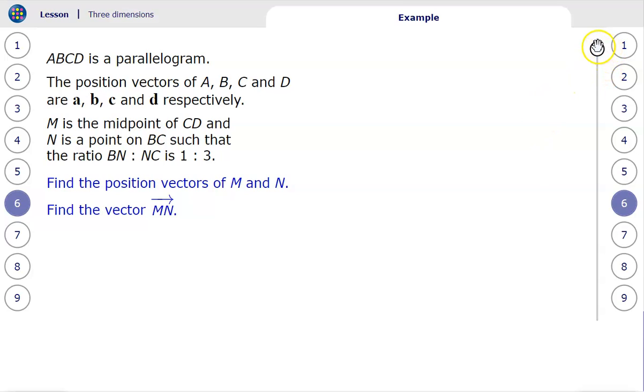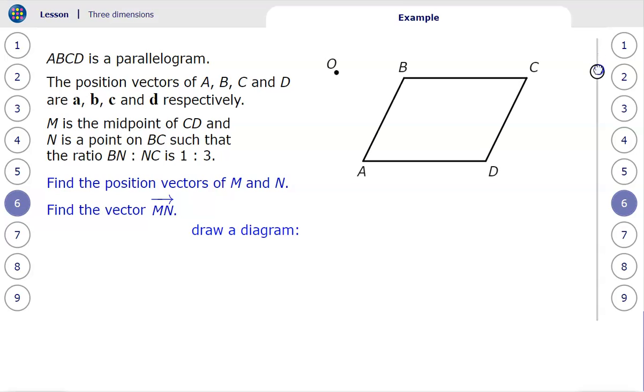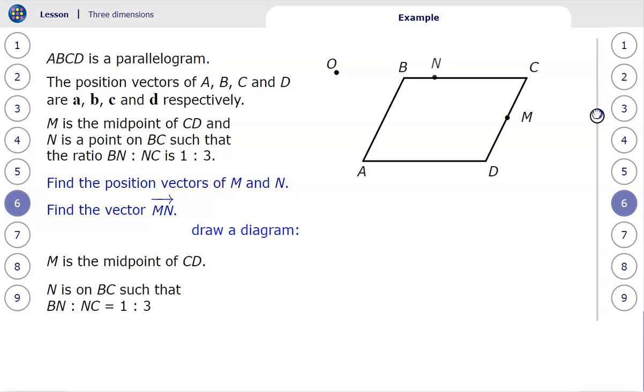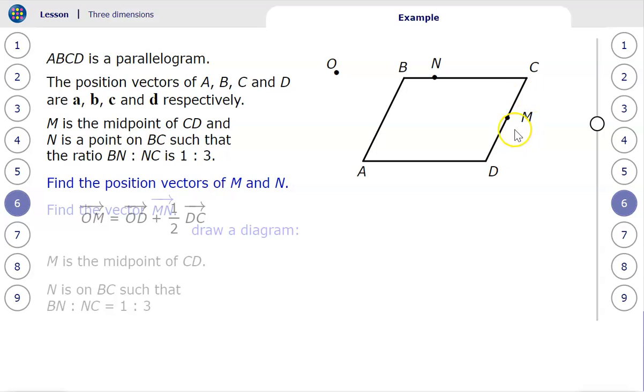Now, with all these sorts of problems, it's difficult just to try and do all of that in your head. So first thing, always a good idea to draw a diagram. We have O as our origin because we're dealing with position vectors. We have M on the midpoint of CD, and we have N on the line BC. Now, this one's quite simple to get. If it's a midpoint, I know that DM is going to be half of DC.